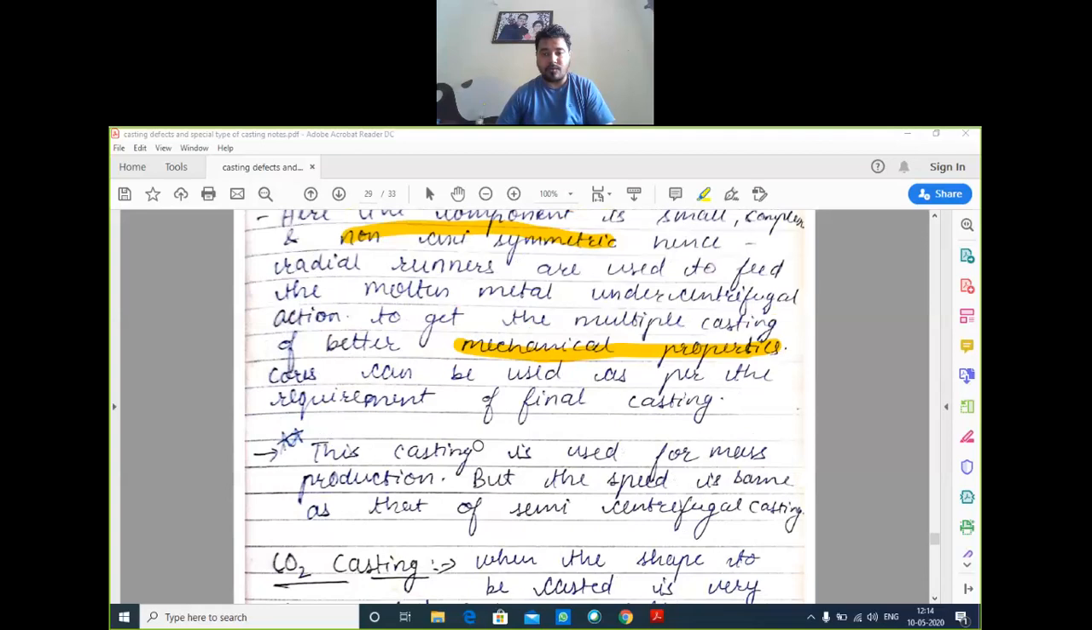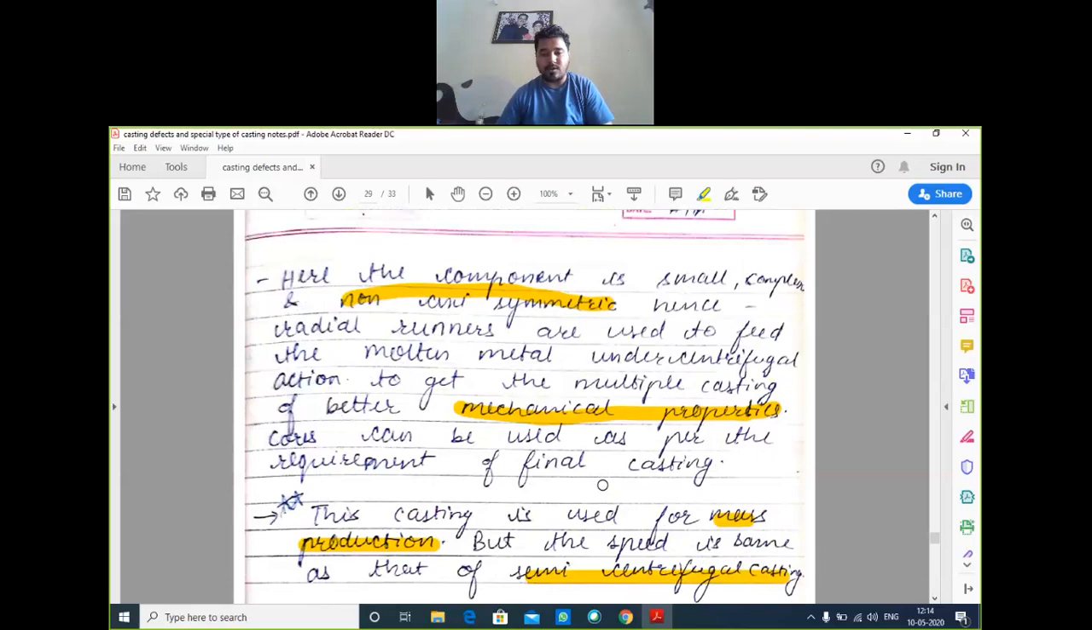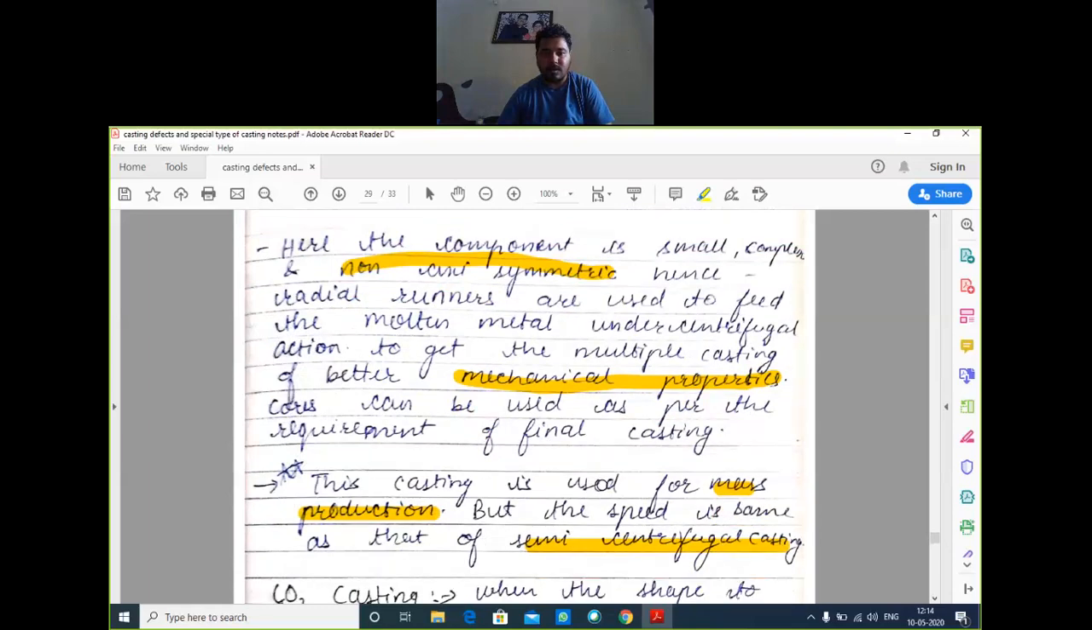This casting is used for mass production, but the speed is the same as the semi-centrifugal casting. In true centrifugal casting, the radial speed was less as compared to the semi-centrifugal casting, but the radial velocity in this type of casting is the same as the semi-centrifugal casting.